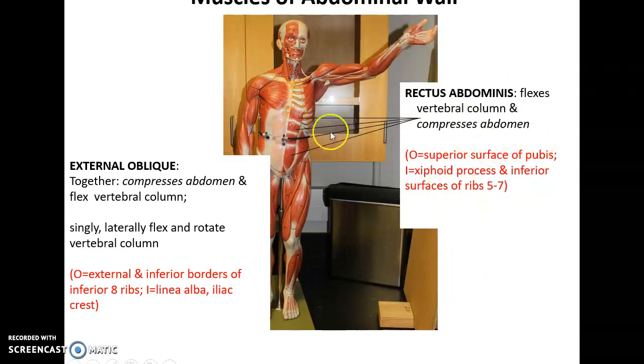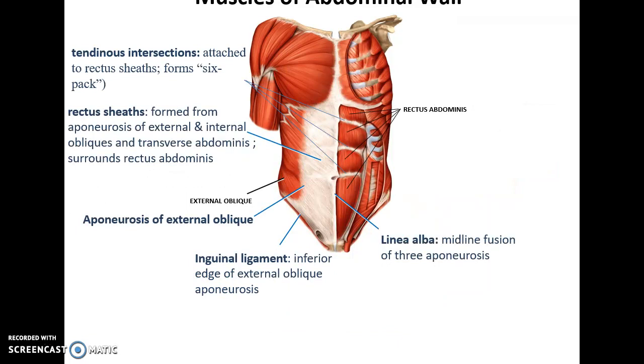Then we have the external obliques, these lateral muscles on the side. Together, the external obliques can compress the abdomen and help to flex the vertebral column. Singly, they can laterally flex, allowing us to lean over, or laterally rotate the vertebral column. Origins, the external and inferior borders of the inferior 8 ribs. Insertion is linea alba and the iliac crest. As you can see, there's a lot of connective tissue in the abdominal wall.